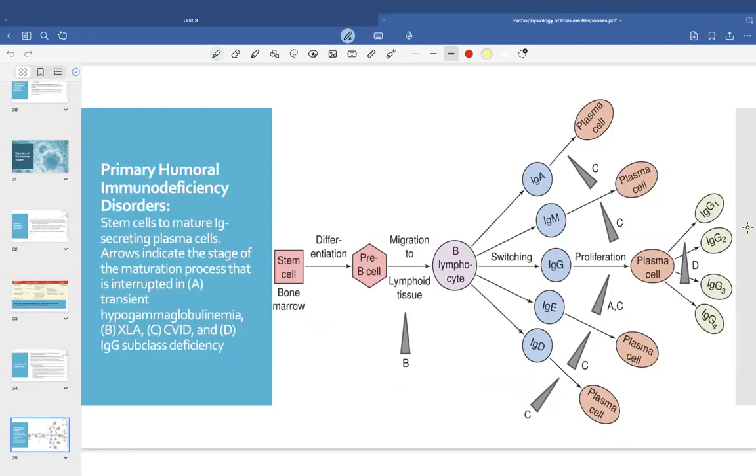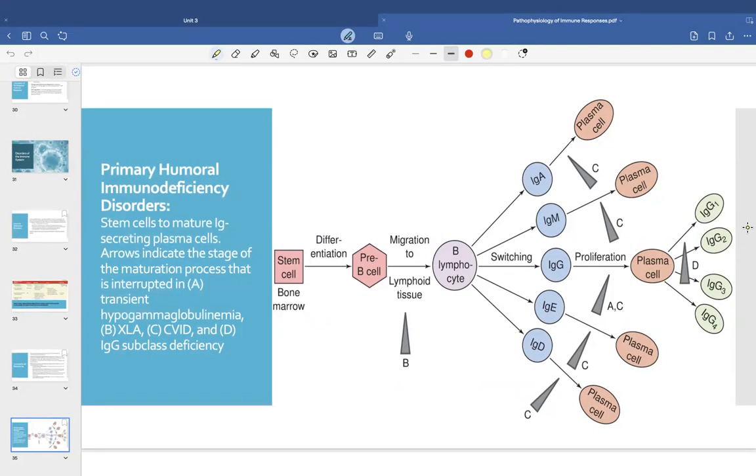differentiate occur. Is this going to work? Now it's working. Okay, so it didn't show up. What did I just do? Oh, I changed the slide.